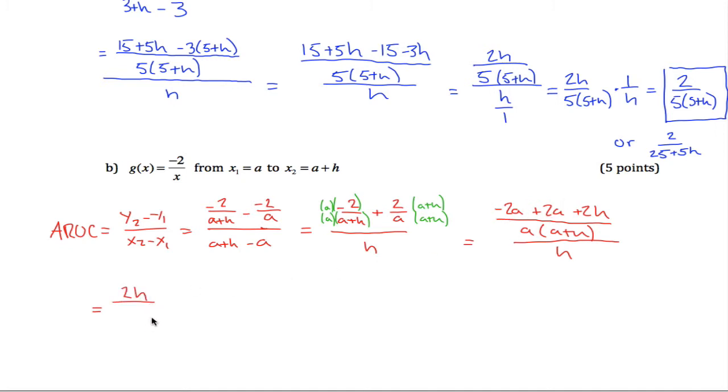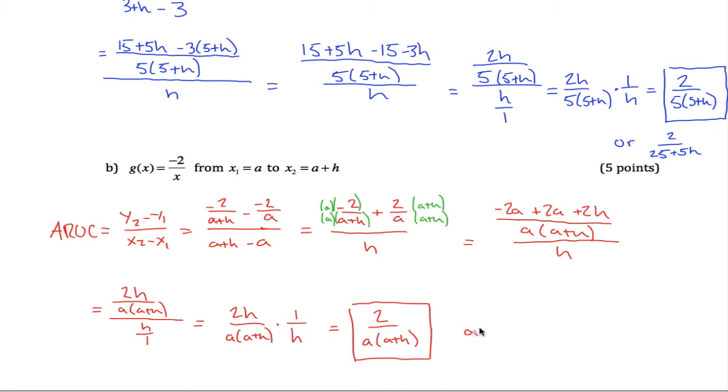So what I get is 2h over a times a plus h, all divided by, again, instead of thinking about this as h, I'll think about it as h over 1, so that in the next step, I can divide those rational expressions, think about them like fractions, by multiplying by the reciprocal of the denominator. H's cancel, get a final answer of 2 over a times a plus h. And like I did before, if you distributed that a through, that's fine. I don't care. Either way is totally fine.